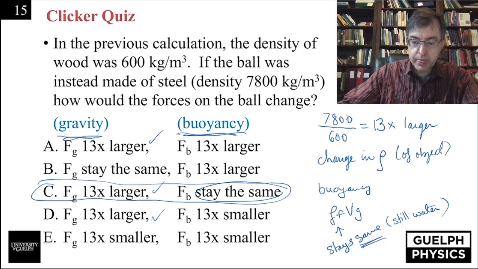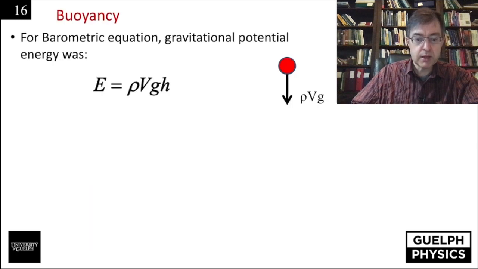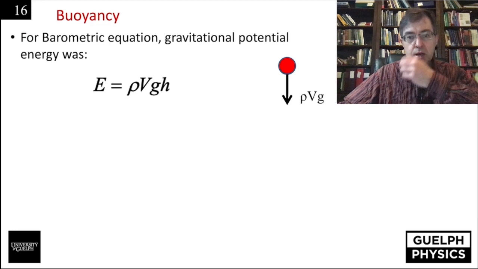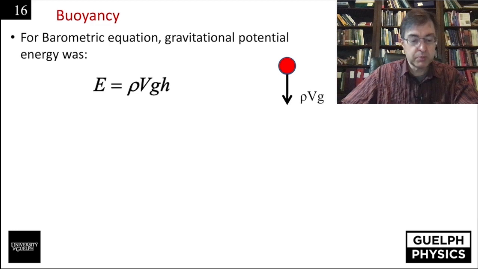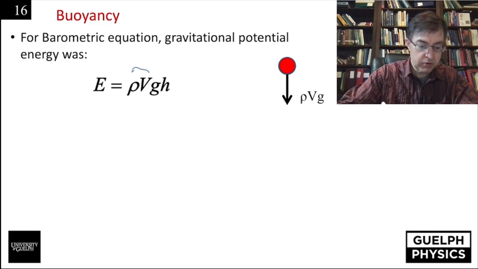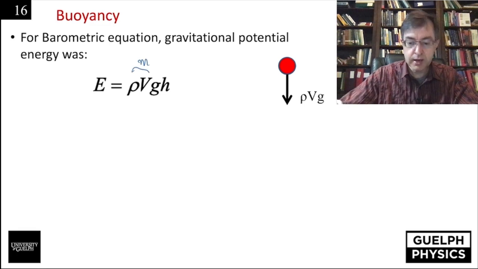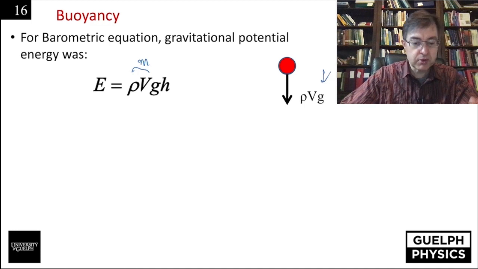And one question we might have then is, in our barometric equation, we had a gravitational potential energy which just involved rho. So the energy was the mass, rho V, gh, right? And that acted downwards. But now we have an additional buoyancy force. And the question is, how does the buoyancy affect the gravitational potential energy?